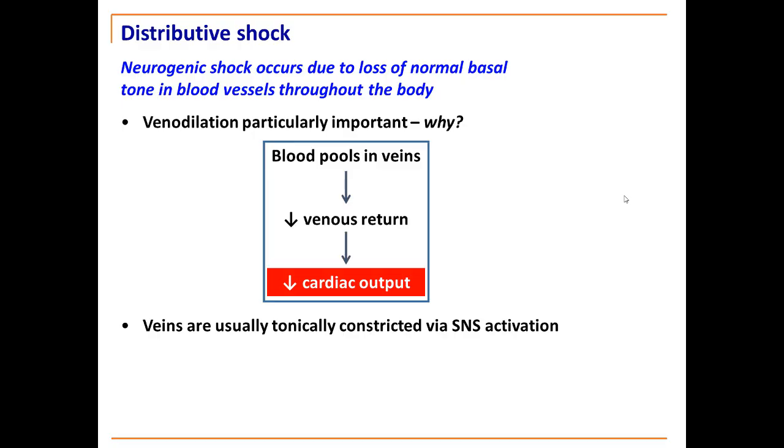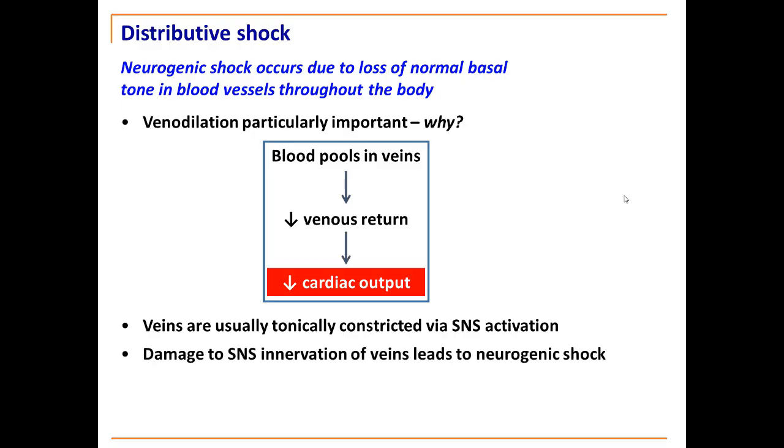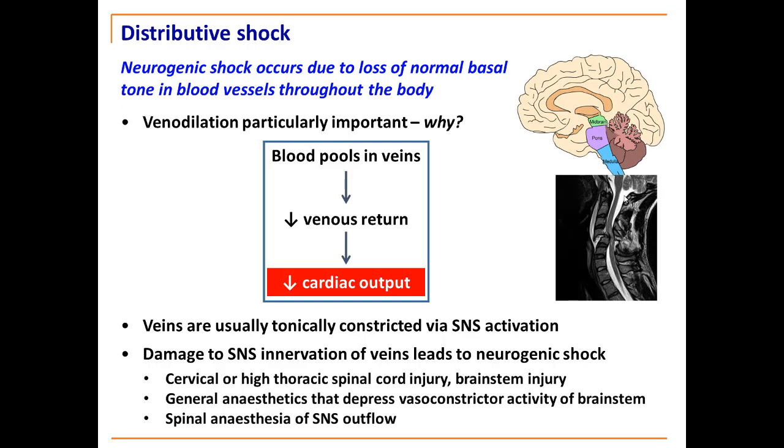And the veins are usually tonically constricted. Remember, your blood vessels have this tonic vasoconstricted state via the sympathetic nervous system, and that's the same for the veins. They're normally tonically constricted via the SNS. And of course, if that is inhibited, you get that vasodilation and then that pooling effect. So damage to the sympathetic nervous system of those veins can lead to that neurogenic shock.